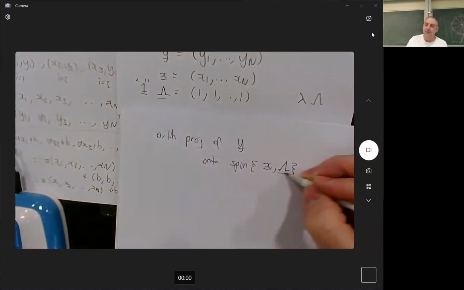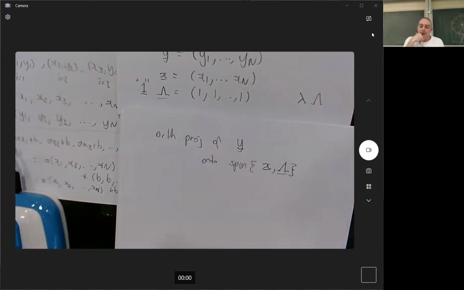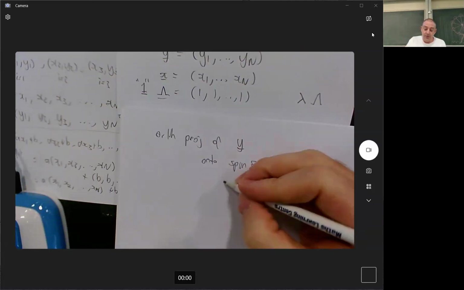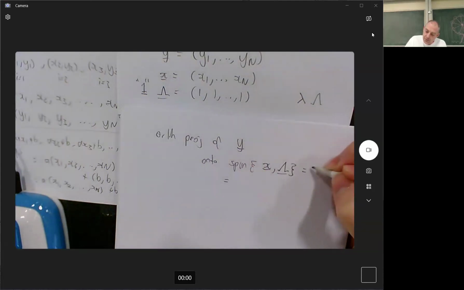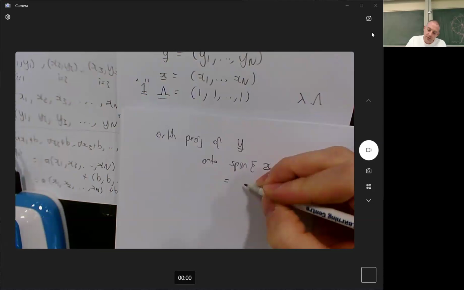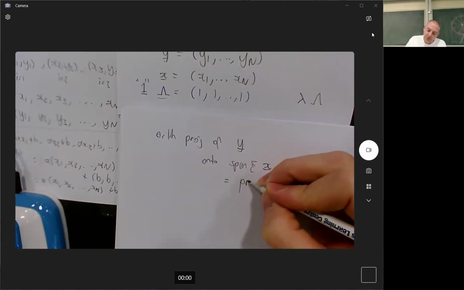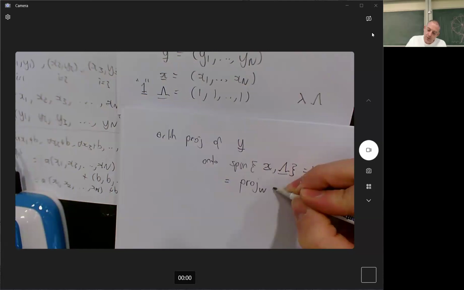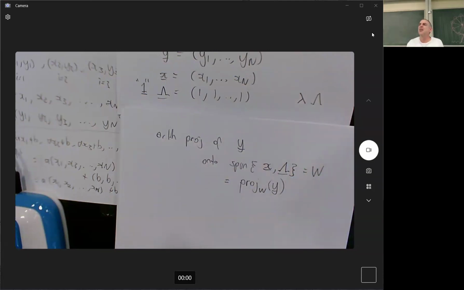Technically, it's a bold lambda, so I'll just underline it. So I've just rewritten what I had before, but in symbols. And the way you would do that is you'd Gram-Schmidt this. But they also know that whatever that orthogonal projection is, which is, let's call this the subspace W, then this would be the projection onto W of Y. That's how they write it? Okay.